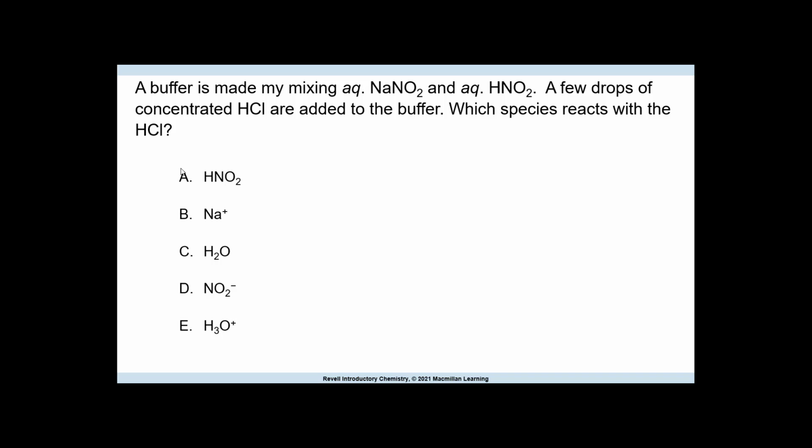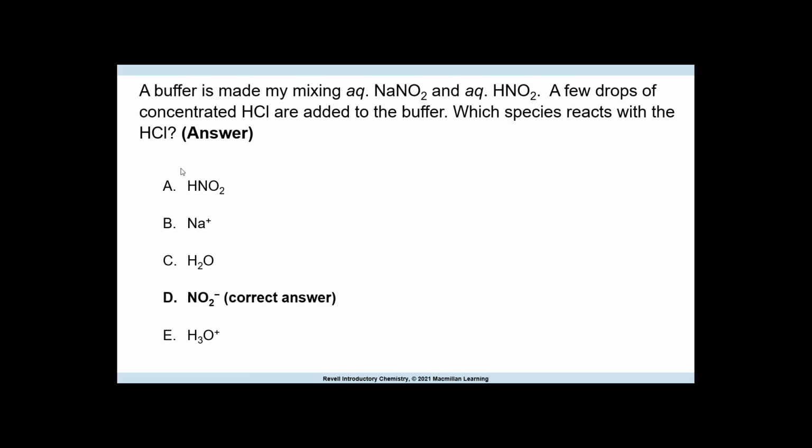A buffer is made by mixing aqueous sodium nitrite and aqueous nitrous acid. A few drops of concentrated HCl are added to the buffer. Which species reacts with the HCl? That's going to be the NO2⁻, of course. Remember, sodium's just in a sense a spectator ion. We're not interested in that. It's going to react with this.